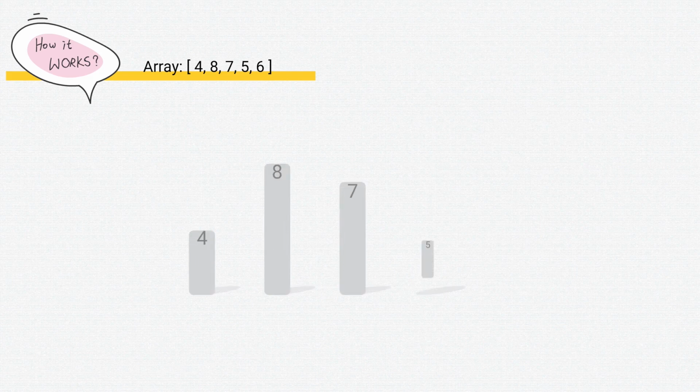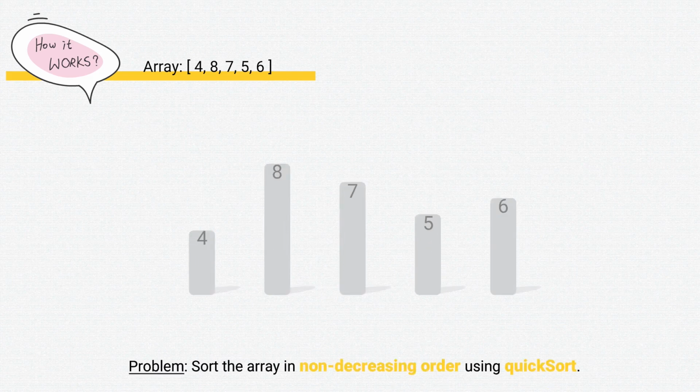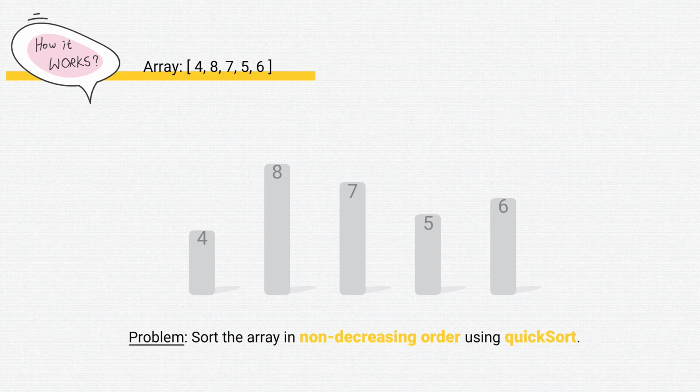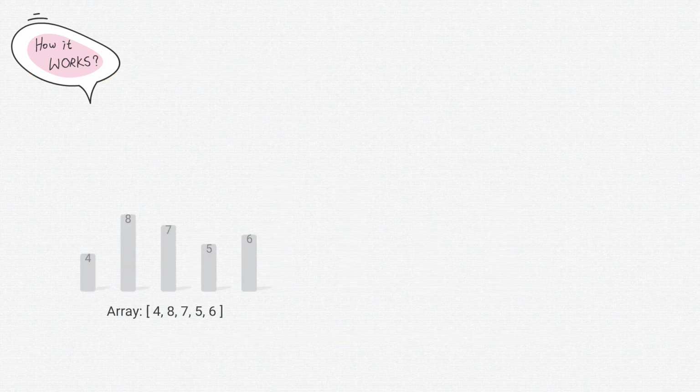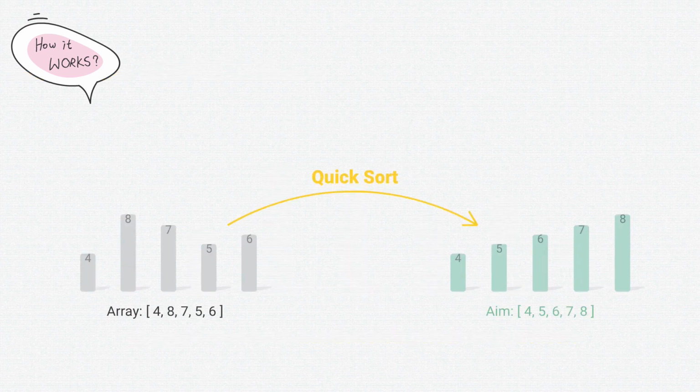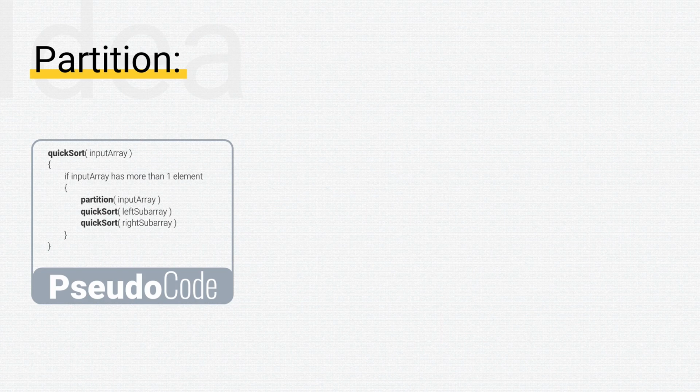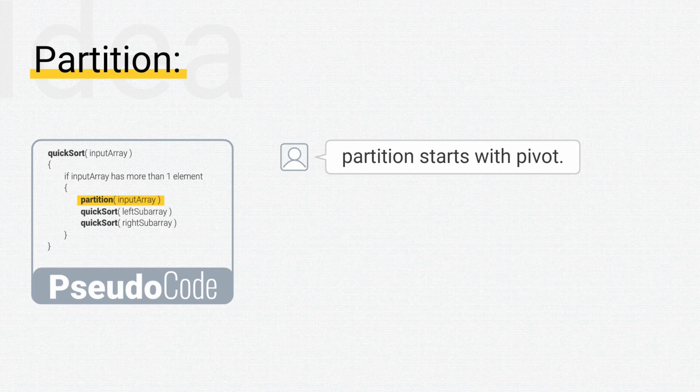Now let's see how it works. Here we have an array, 4, 8, 7, 5, 6. And we'll sort the array in non-decreasing order using Quicksort. So in the end, it should be like this. Before we start, we need to understand what is partition, because Quicksort recursively breaks down the original problem into subproblems by partition. And partition begins with the pivot.